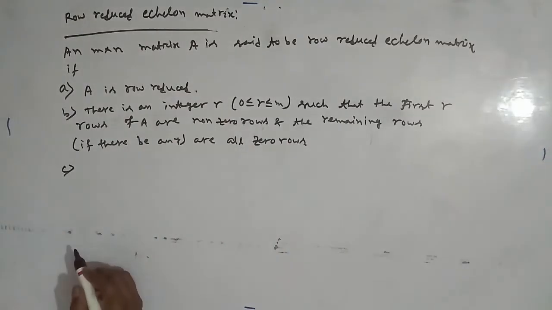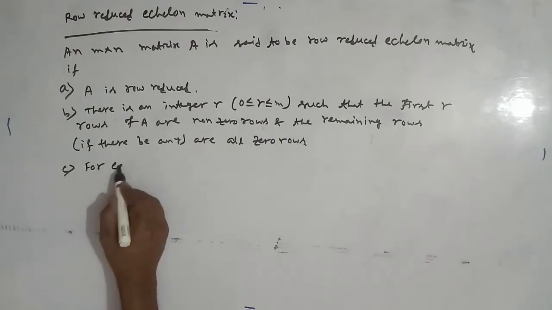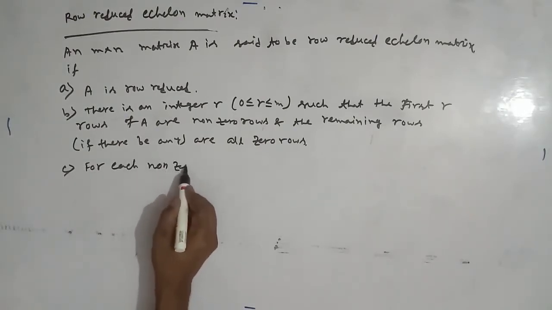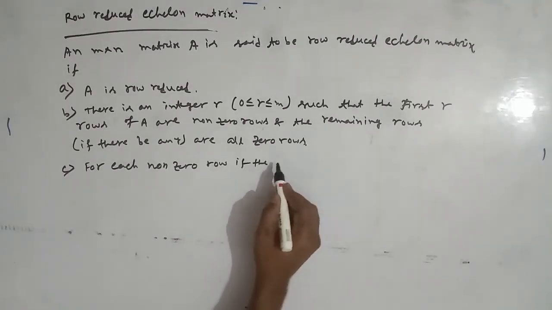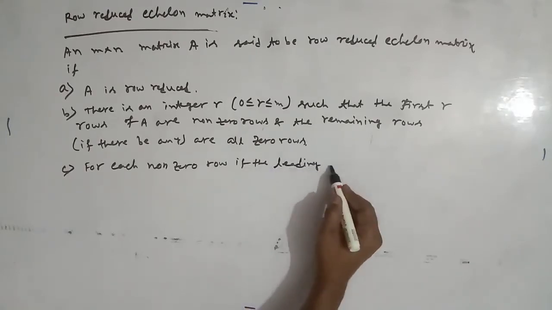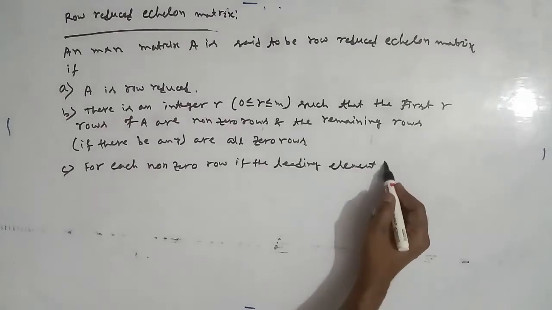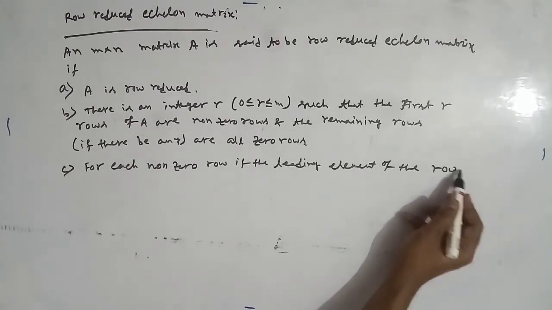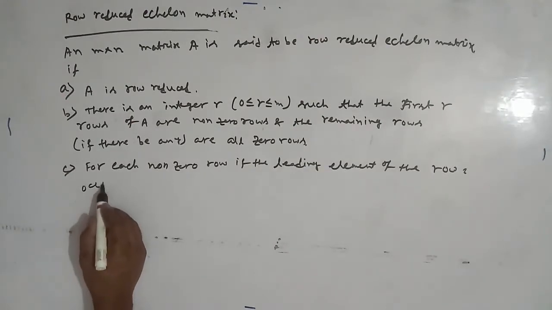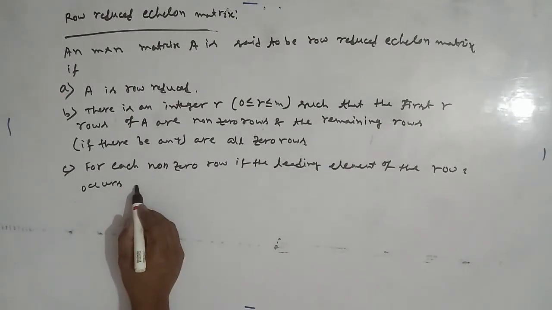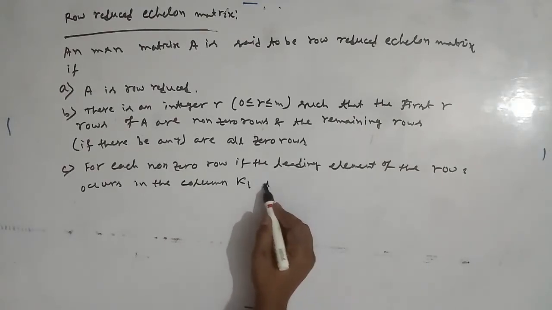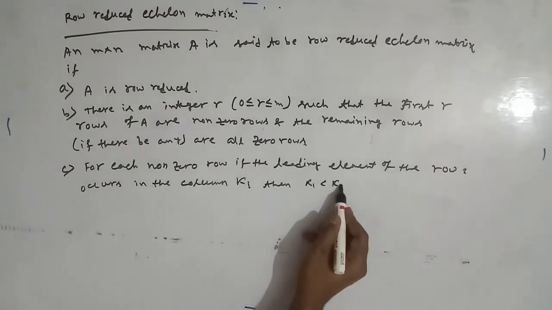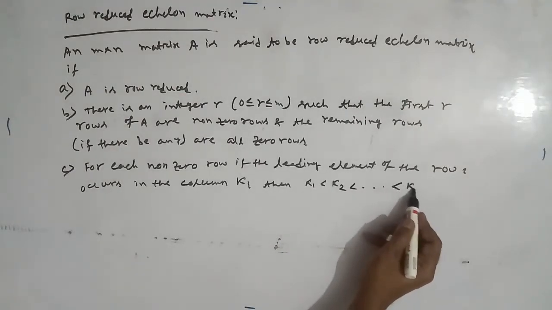Condition number 3: for each non-zero row i, if the leading element of the row i occurs in the column Ki, then K1 is less than K2 is less than ... less than Kr.